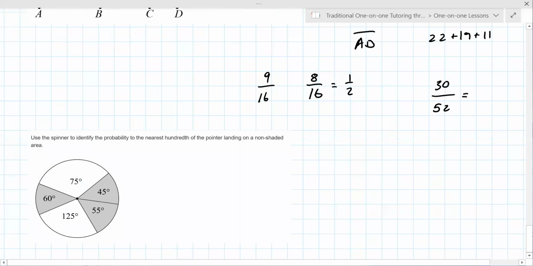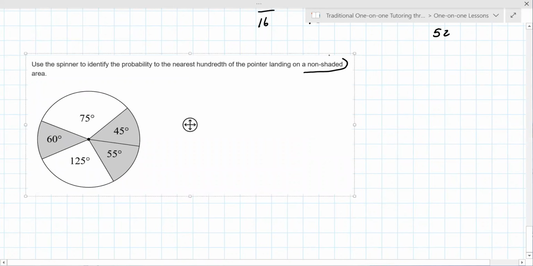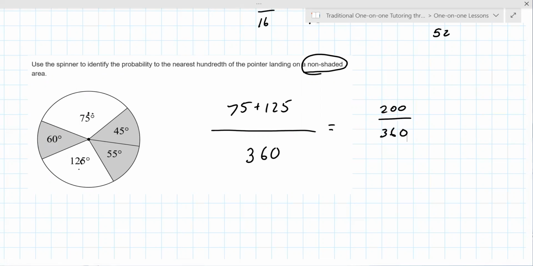Okay, now this problem we did a bunch of during our last lesson. It wants the non-shaded areas, which are the whites. What do all of these add up to in a circle? Do you remember? That goes on the bottom. I know that the shaded adds up to 200, but then the whole circle adds up to 360. Perfect. So this is 200 out of 360. I need a decimal on this one, please.